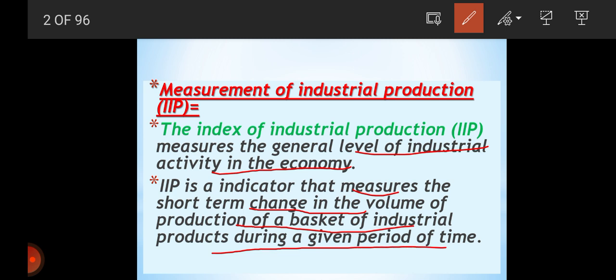In very simple terms, what does IIP do? IIP measures short-term change in the volume of production of an industry in a given period of time. इसका मतलब है एक साल में इंडस्ट्री में शॉर्ट टर्म में उनकी प्रोडक्शन में कितना चेंज हो रहा है, उसको मेजर करने के लिए वी यूज टू फॉलो IIP.